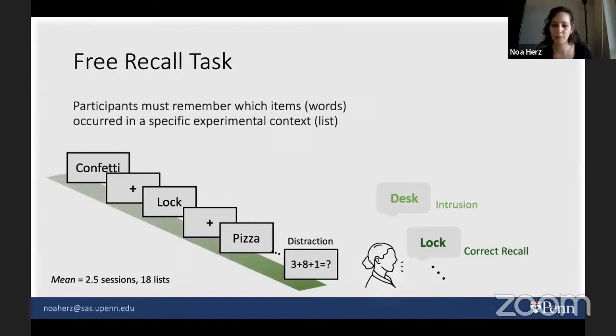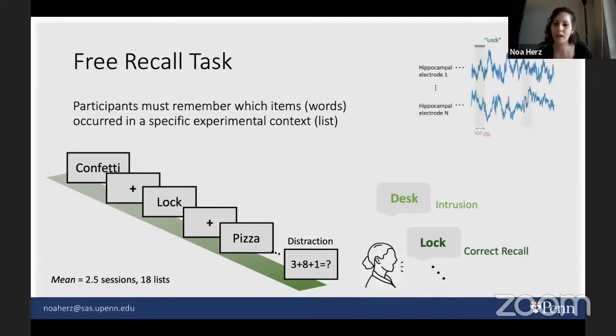Many times they are able to say a correct item, but sometimes they have an intrusion. An intrusion is a false recall of an item that was either never presented in the experiment or an item that was actually presented, but not in the preceding list, because they see multiple lists throughout the task.